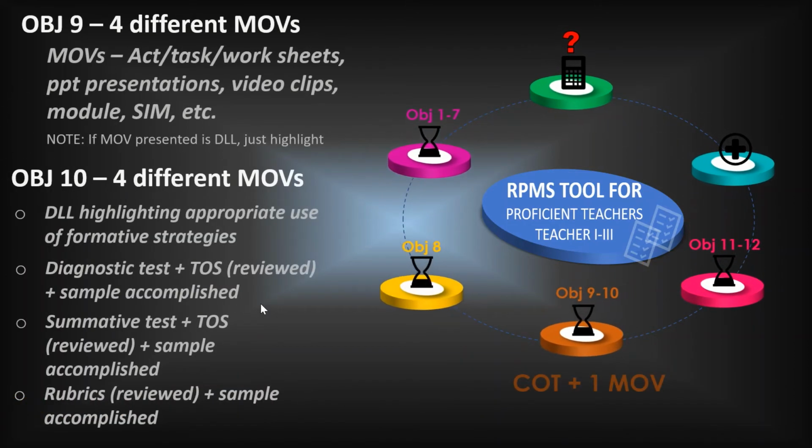For objective number 9 and 10, okay, for objective number 9, we are asked to provide 4 different MOVs. So, ano po yung different MOVs na yun? So, we have the activity sheets, task sheets, worksheets, PowerPoint presentations, video clips, module, SIM. Okay, so pwede po yun. Or, if DLL is the MOV presented, just highlight those different MOVs that can be found in your DLL.